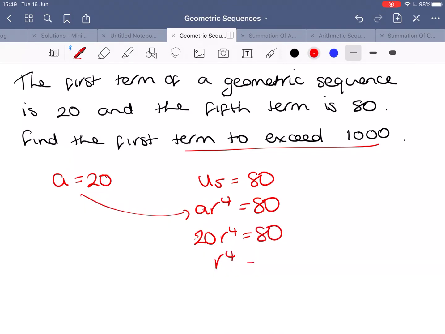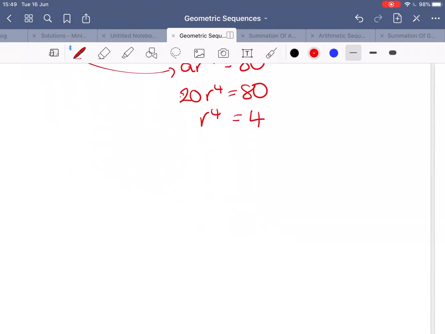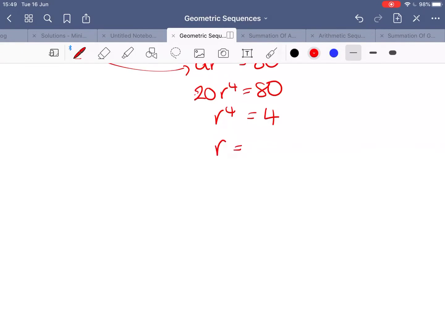So r to the power 4 is 4. So r is the fourth root of 4. Now, if you put that in your calculator you will come up with a decimal answer. But hopefully you can see that 4 is 2 squared. So r is root 2, because root 2 times root 2 times root 2 times root 2 is 4.